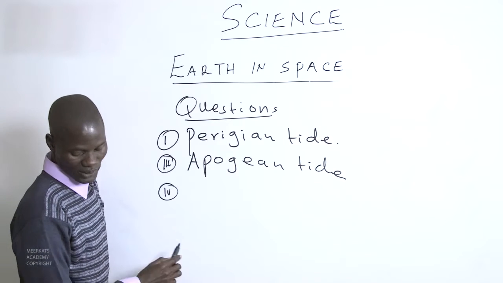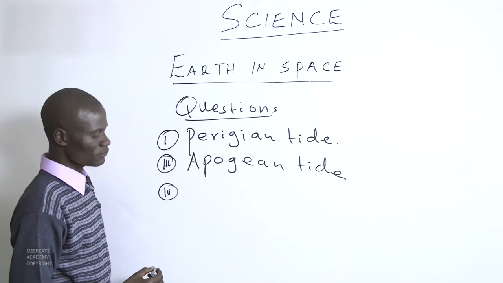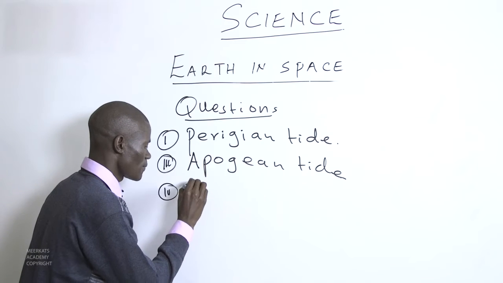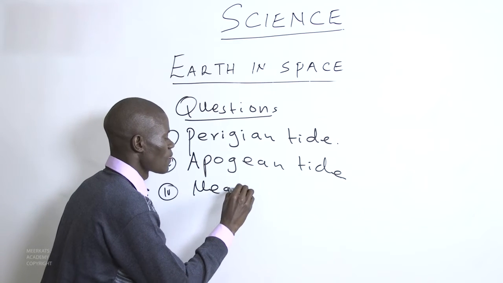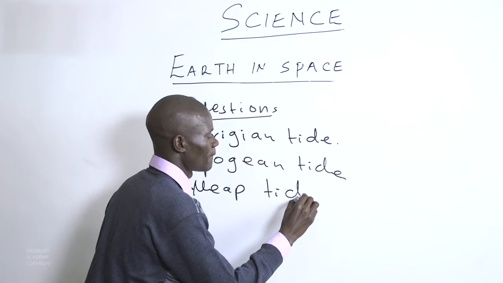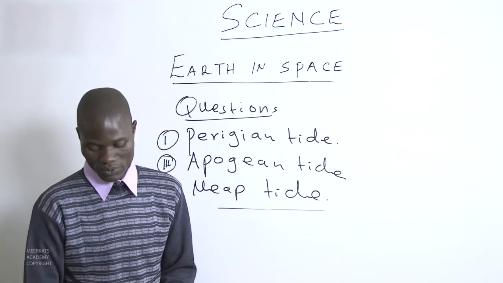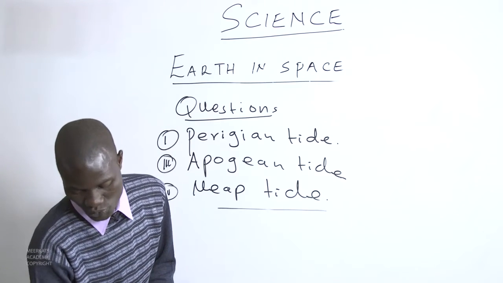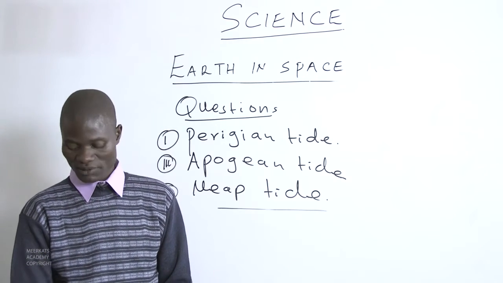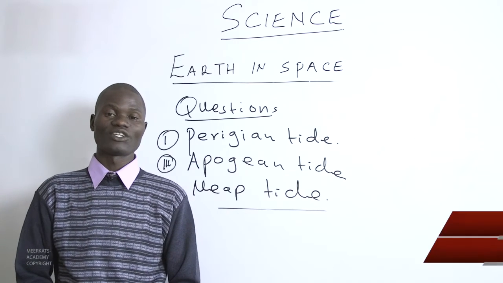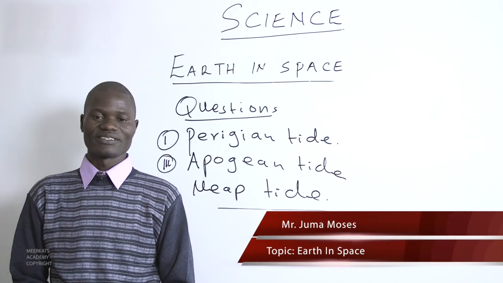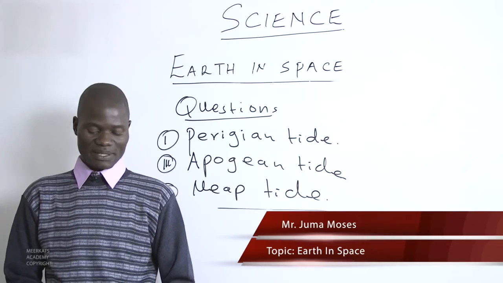And then we also have the Neap Tide. These are the various types of tides we have been able to look at throughout, and that becomes the end of our lesson today. We will continue in the next part. Thank you.